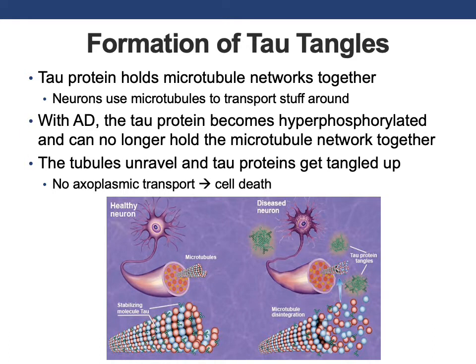Formation of tau tangles. Tau proteins hold intracellular microtubule networks together. Neurons use these microtubules to transport stuff around, particularly transporting vesicles and enzymes to the axon terminal so the neuron can produce neurotransmitters. In the case of Alzheimer's disease, the tau proteins become hyperphosphorylated and can no longer hold the microtubule network together. The tubules unravel and tau proteins get tangled up inside the neuron. The loss of the neurotubule network prevents axoplasmic transport, which eventually leads to the death of the neuron.